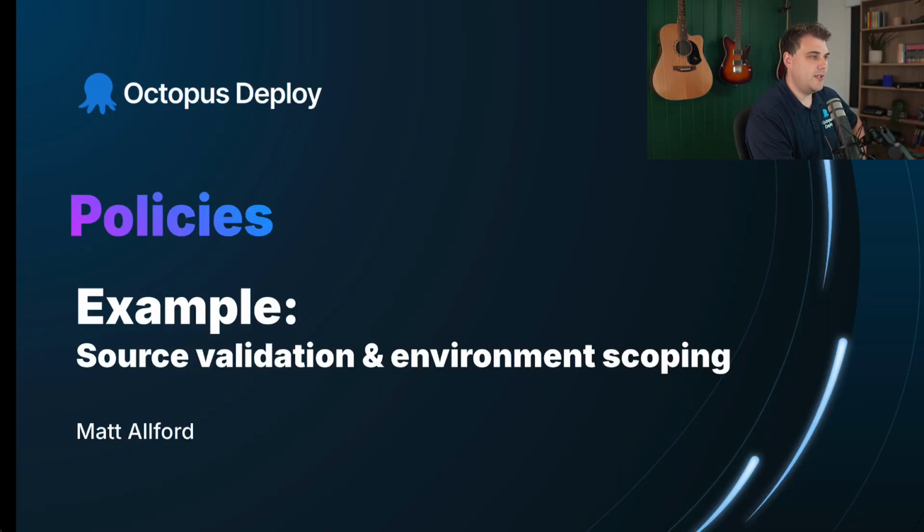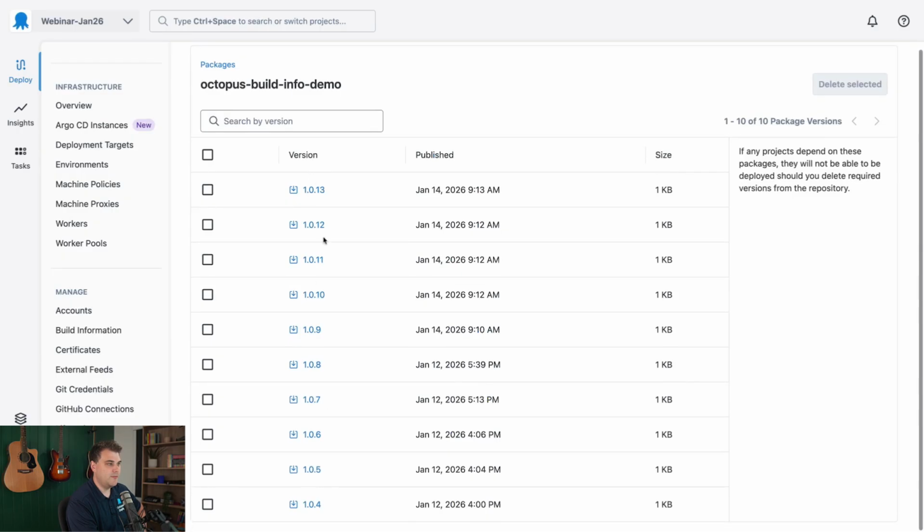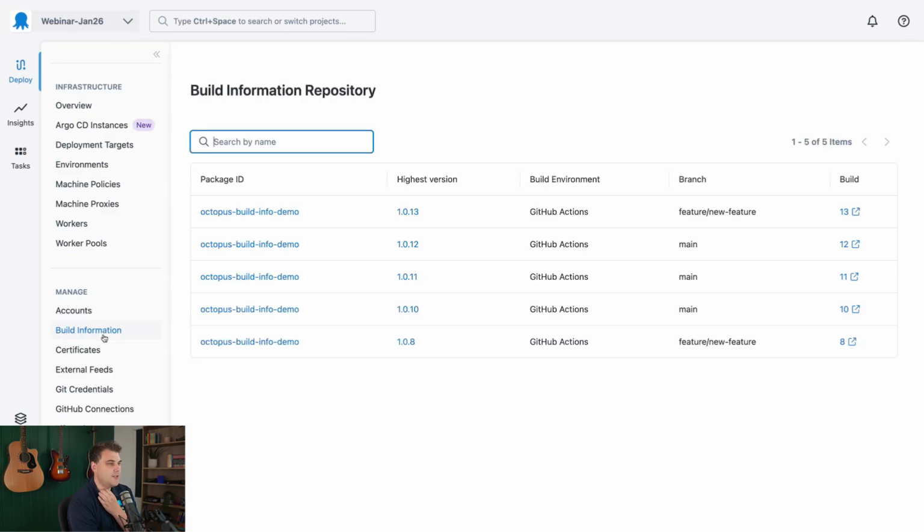So here I've got a package that's for my application. I can see I've shipped through a bunch of different versions of this. But the cool thing is that these are being built by GitHub. And I'm also sending through some build information as well.